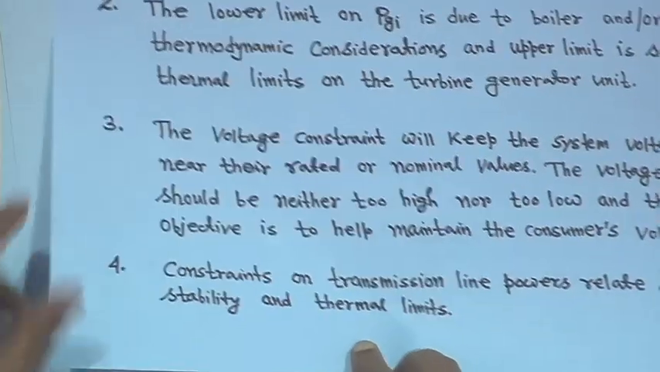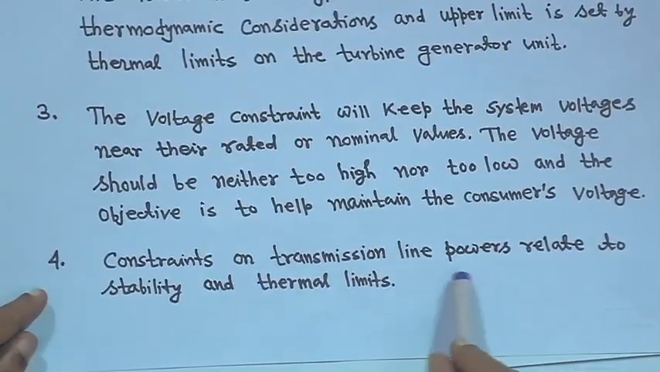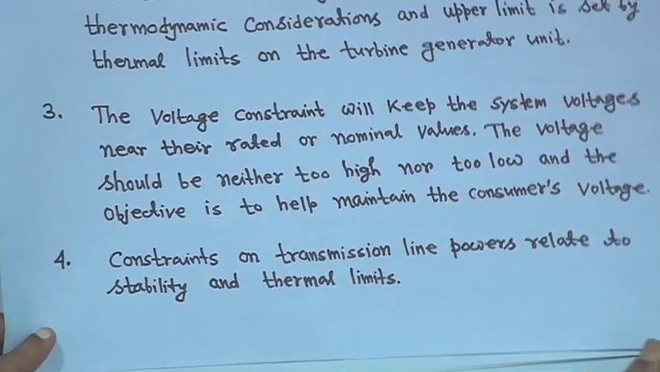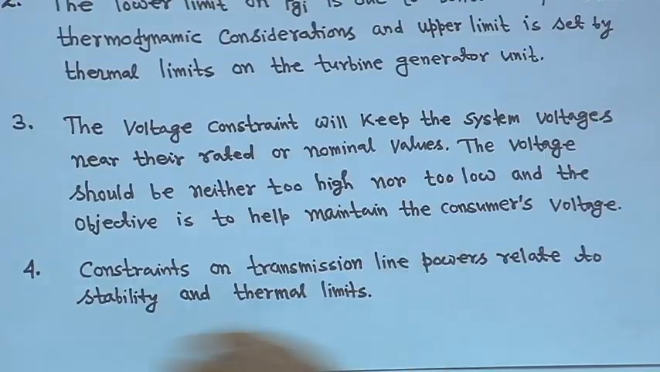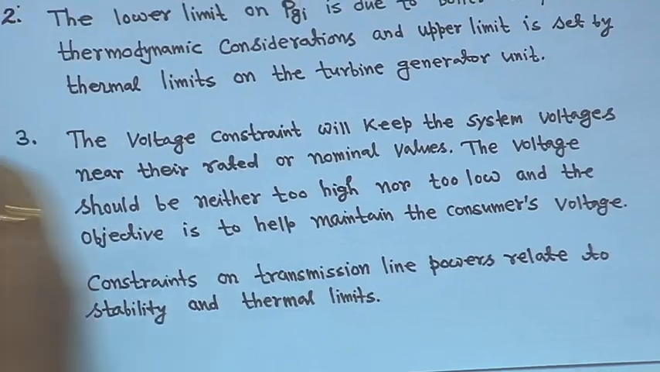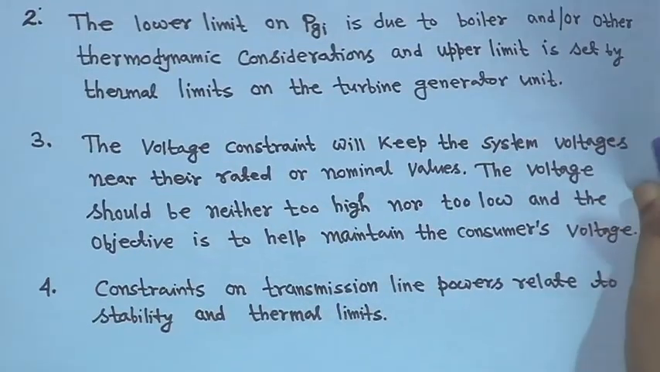And the fourth one is the constraint on transmission line powers, related to stability and thermal limits. That also you have to consider: the power flow limit of the transmission line. And these are the several constraints.